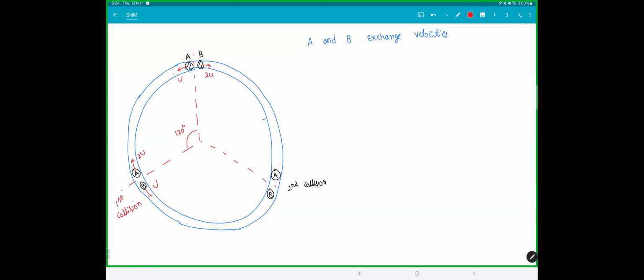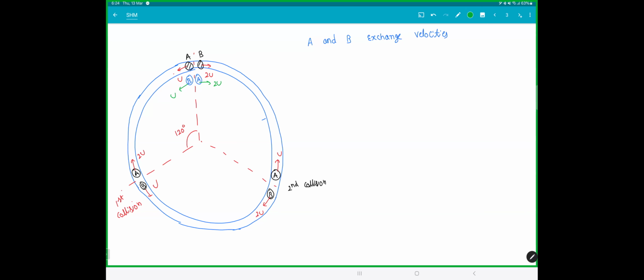Now A's velocity becomes u and B's velocity becomes 2u. They'll again exchange. Now something interesting happens: they come back to the initial position, but this one becomes A and this one becomes B. After collision, this one will get velocity 2u and this one will get velocity u. Can you see the problem?